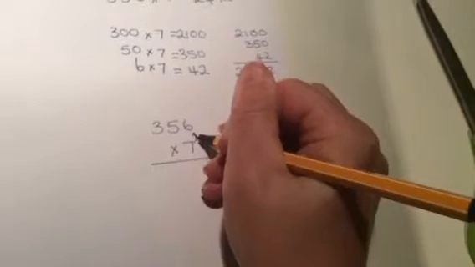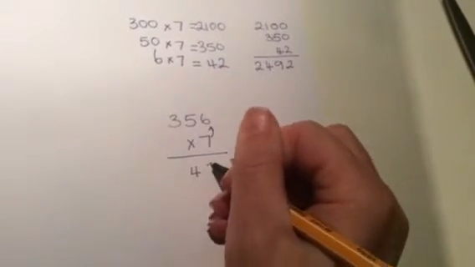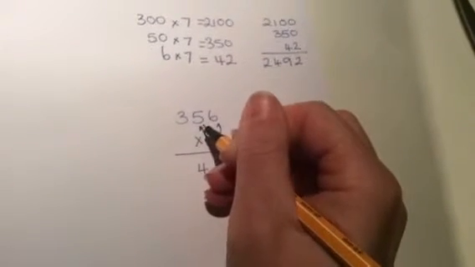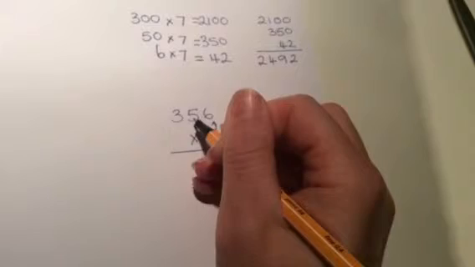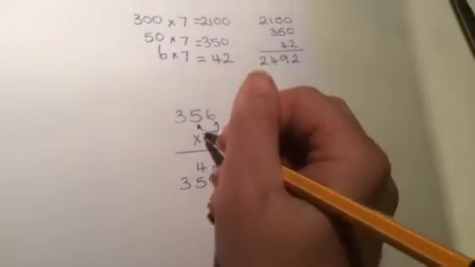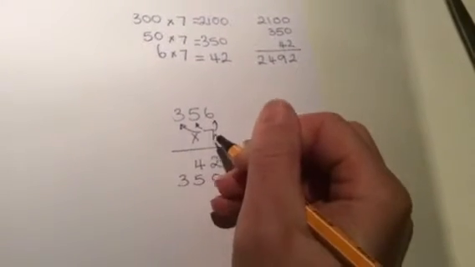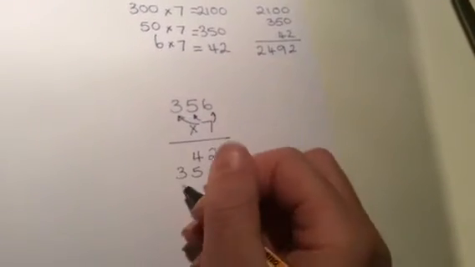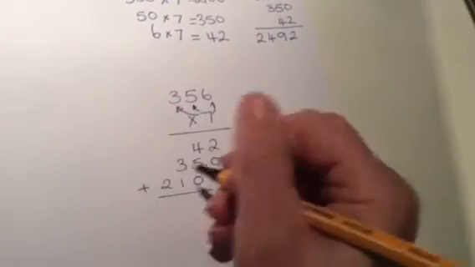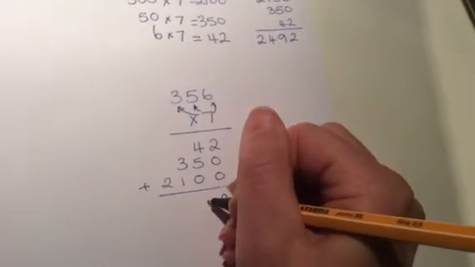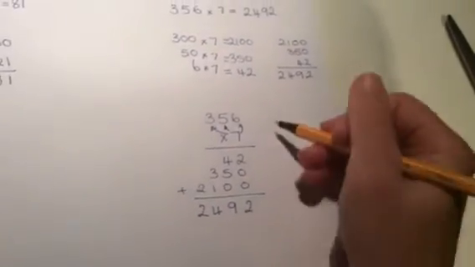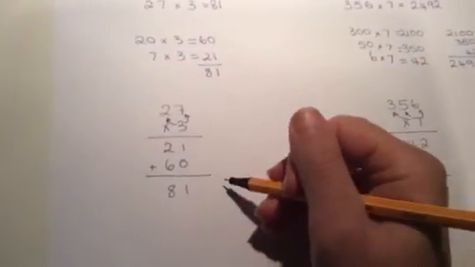So first of all, 7 times 6, which is 42. 7 times 50, and this is where the mistake's usually made. Children try and do 7 times 5, and it's not, it's 7 times 50, and that's 350. And then finally, 7 times 300, which is 2,100. And then we get to add them all together, which is 2, 9, 4, 2, and fingers crossed I've got the same number for both methods.